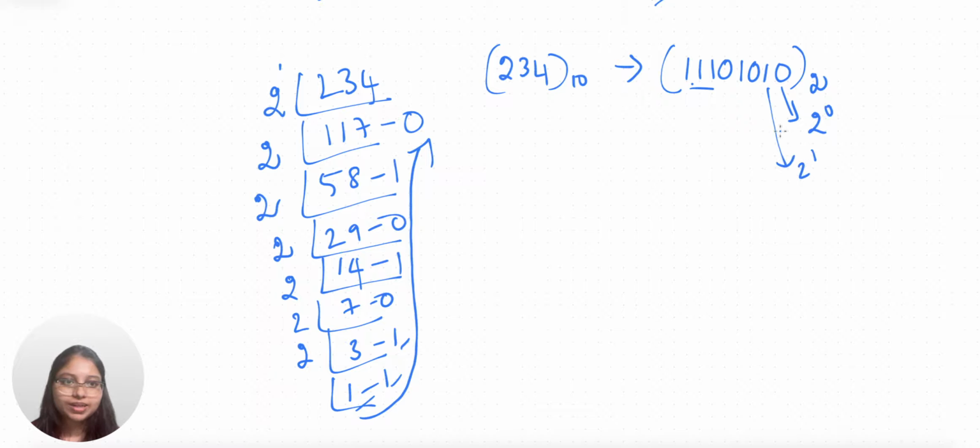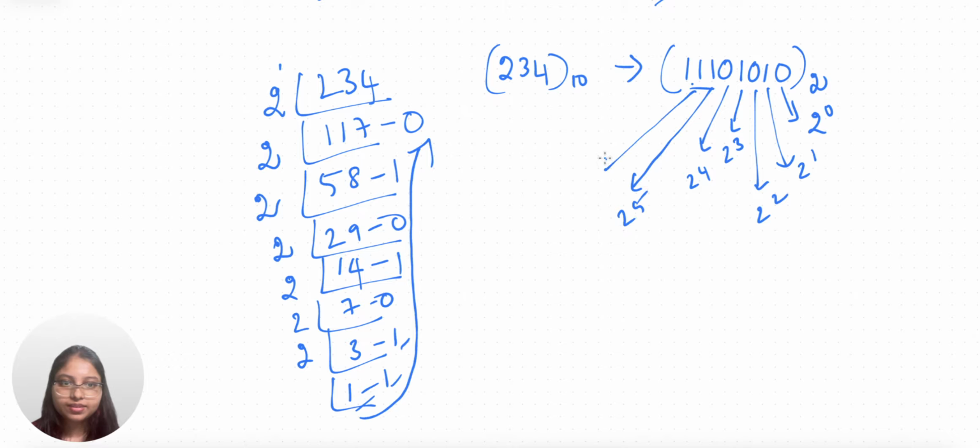This one is multiplied with 2 power 1. This one with 2 power 2. This one with 2 power 3. This one with 2 power 4. 2 power 5. 2 power 6. And 2 power 7. So all the numbers you multiply with those powers and then add the sum. If you add the sum, you should get the same value as 234.